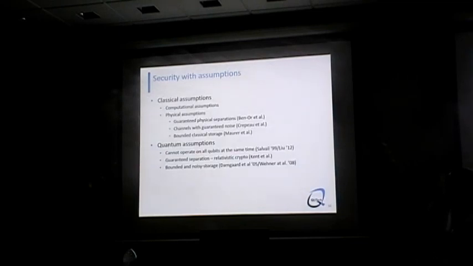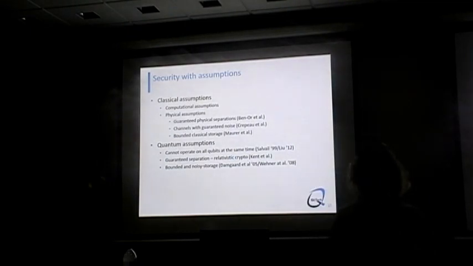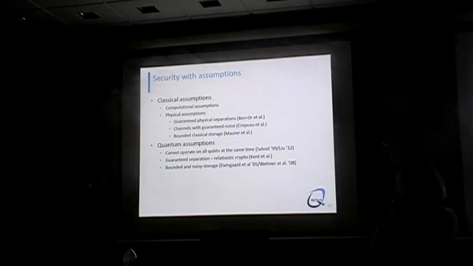So there are all kinds of assumptions, in fact, that can give security. Of course, there are classical computational assumptions, like for example, you assume that it's difficult to compute the factors of a large number. There are also some physical assumptions. For example, Alice and Bob are further split into several agents and they cannot communicate during the course of the protocol. Or that the channel that connects them has guaranteed noise. Or in fact that they have a limited amount of storage. Okay? Of course, storing classical bits is very easy, so that's not a very realistic assumption.